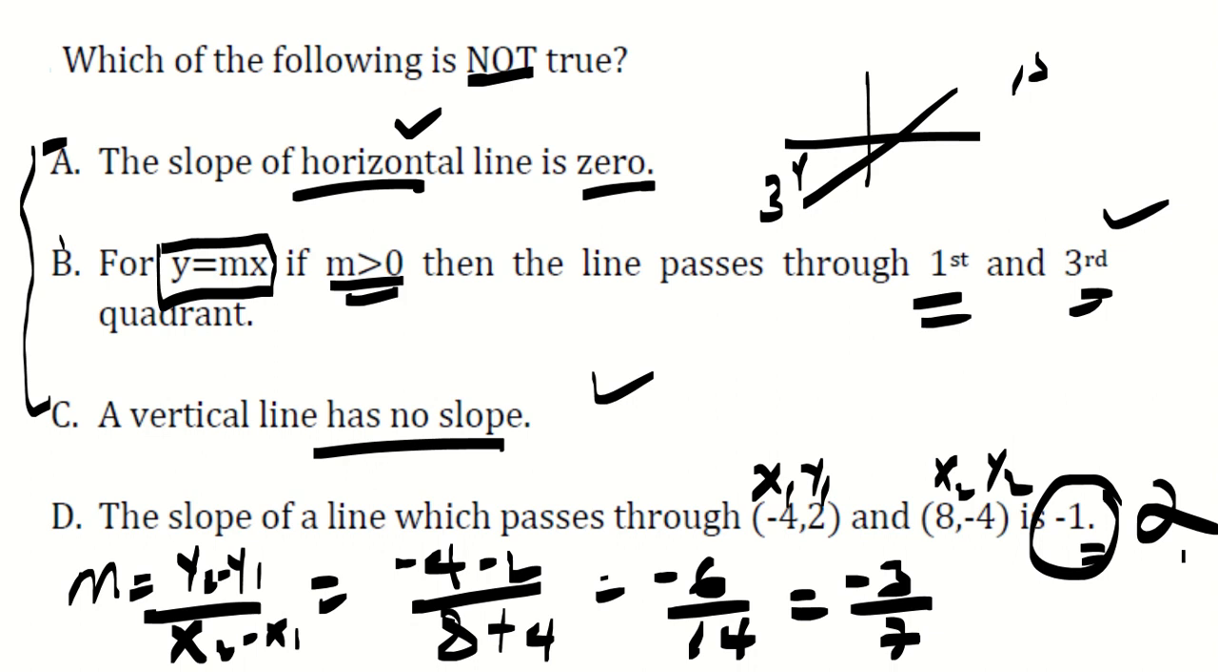So this is wrong. We try to find the slope. Slope formula, don't forget: y2 minus y1 over x2 minus x1. We take the first point as x1, y1, the second one as x2, y2. So therefore, the answer will be D.